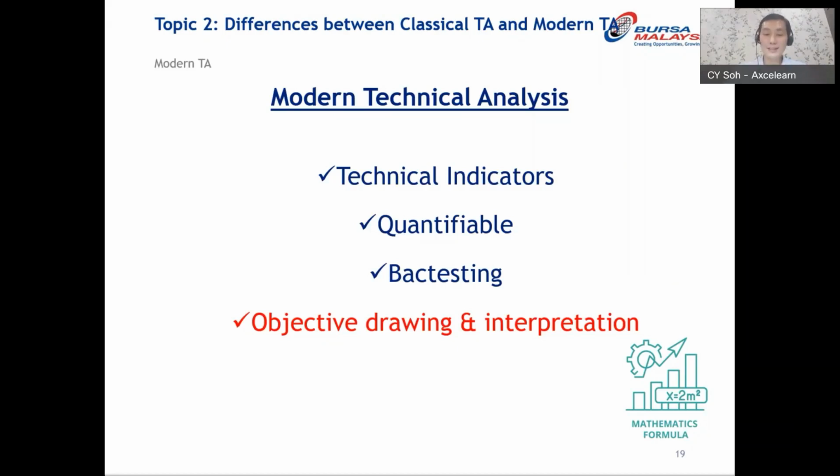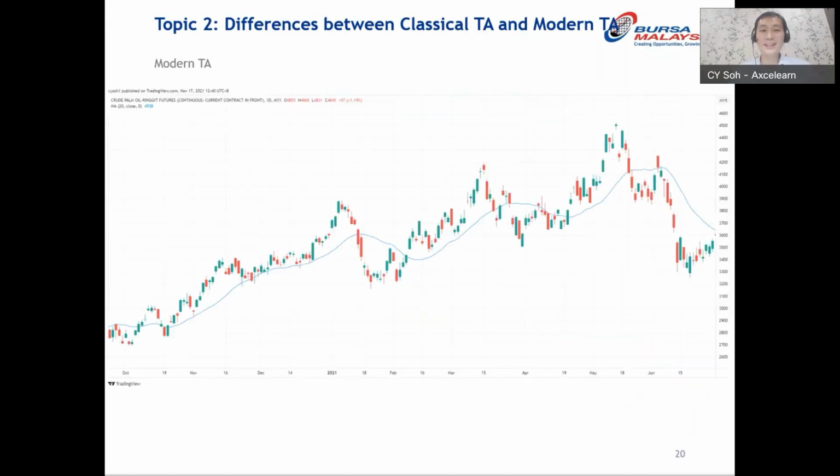And the challenge here is this. Later, I'm going to share with you the major challenge in modern technical analysis. Most of you would apply it in a very different way.